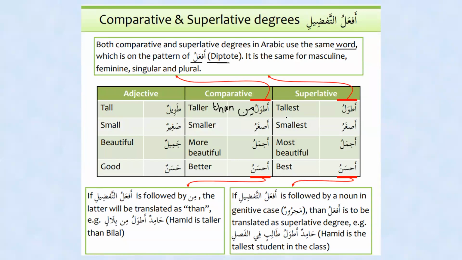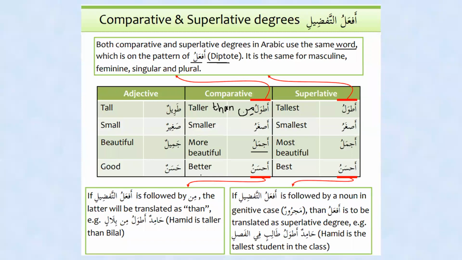And when we talk about the superlative, then the case is slightly different. Saghirun, small, and asgharu, smaller, and asgharu, smallest. Jamilun is the adjective. In English we say more beautiful, but in Arabic the pattern will be the same, ajmalu, and most beautiful will also be ajmalu. And then good is hasanun, and ahsanu is better, and ahsanu is the best.